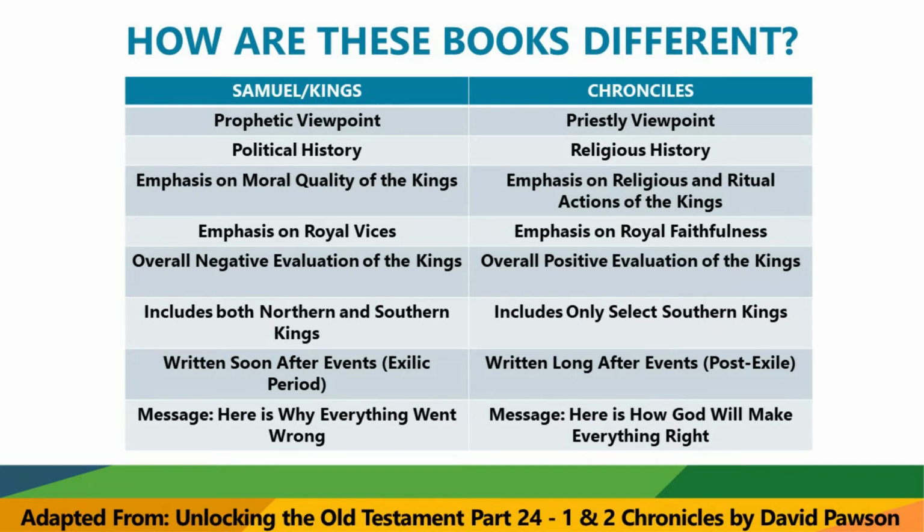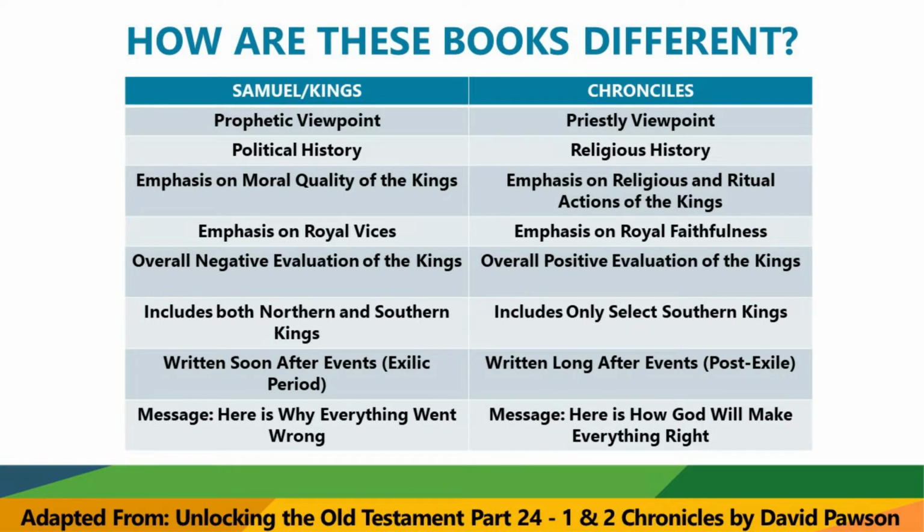And so rather than focusing on all the problems and all of the wrong things that the kings did, the book of Chronicles wants to tell you all of the good things the kings did. They give a positive evaluation of the kings and say, look, we can go back to the way things used to be. We can go back to the time of Solomon and David and Hezekiah, all of the good kings in our history. So Chronicles has a very different message.